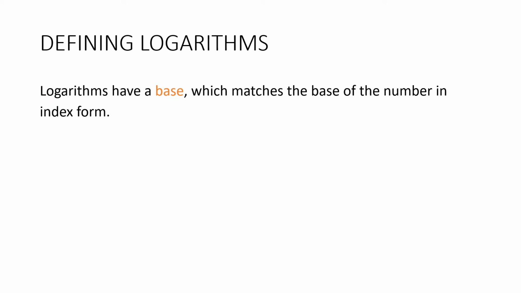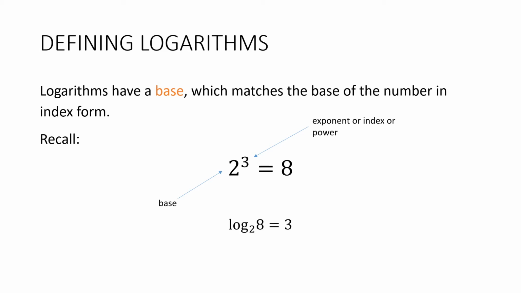Now logarithms have a base which matches the base of the number in index form. So let's have a look at our index notation. 2 cubed. The 2 is the base number and the 3 is the exponent or the index or the power. Now when we write it in log form, we write log base 2 of 8. And we said before that that's equal to 3. So let's have a look at the different components. The 2 is the base, the 8 is the argument, and the 3 is the power or the index.